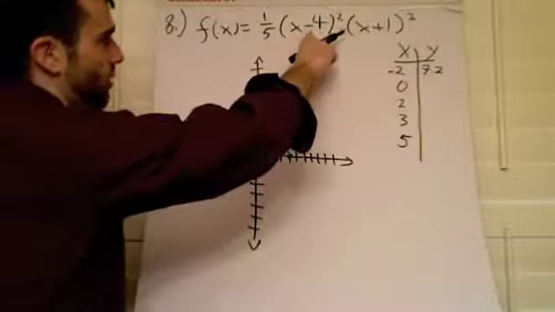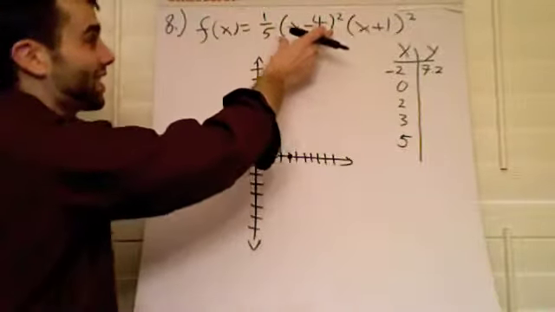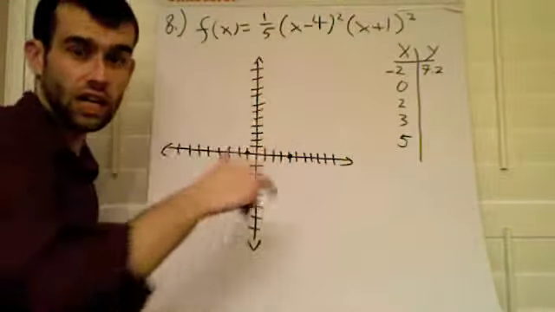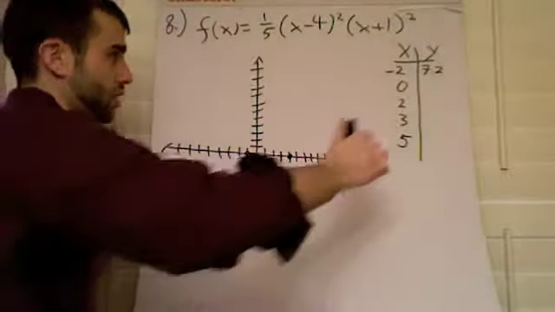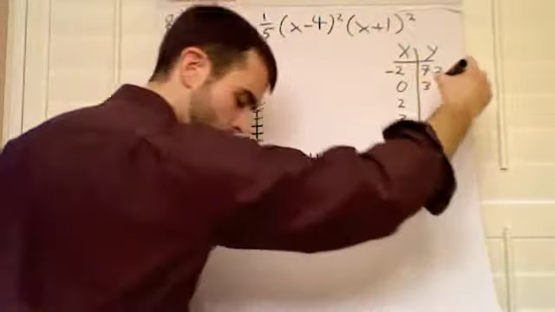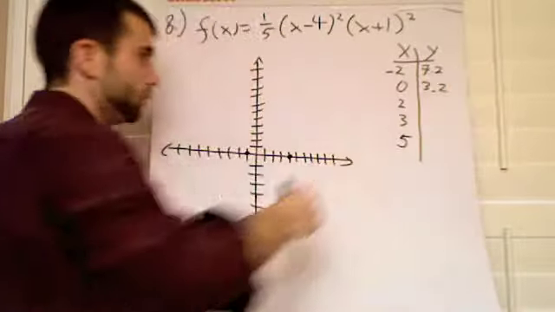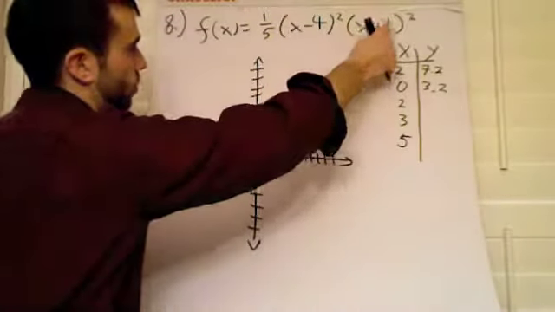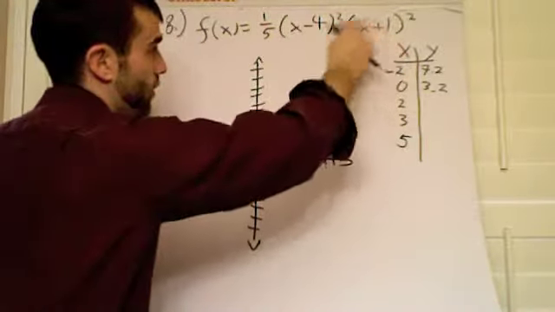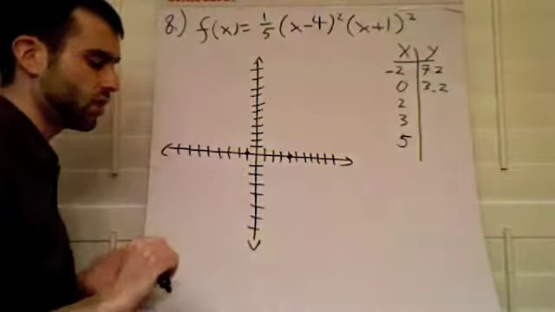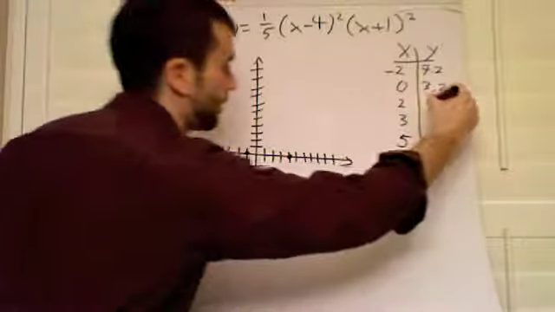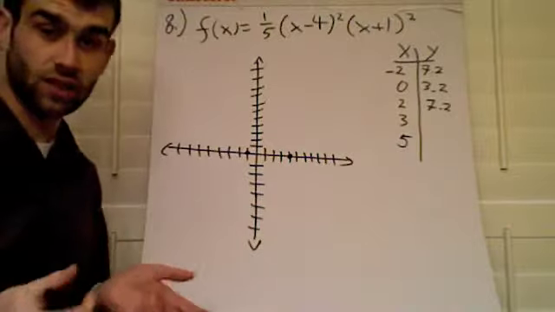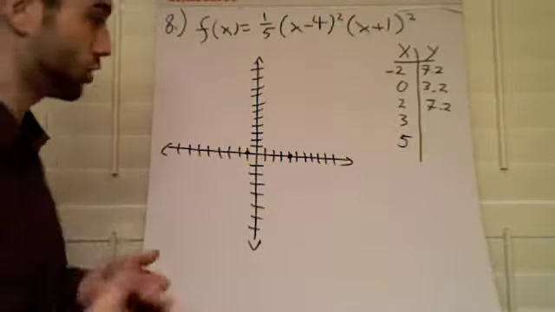Now 0. 0 minus 4 is negative 4. Negative 4 squared is positive 16. Okay. 0 plus 1 is 1 squared again. 1 squared is 1. So there's 16 over 5. Well, 16 over 5 is 3.2. Now 2. 2 minus 4 is negative 2. Negative 2 squared is 4. 2 plus 1 is 3. So we have 4 times 9, which is 36. So 36 over 5. Again, we saw this. It's going to be 7.2. So 36 over 5 is 7.2, because 36 over 10 is 3.6. So 36 over 5 is that multiplied by 2, 7.2, a trick.